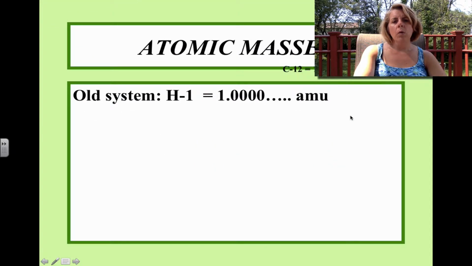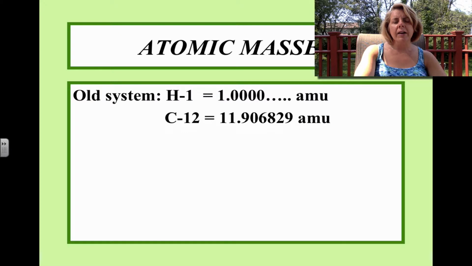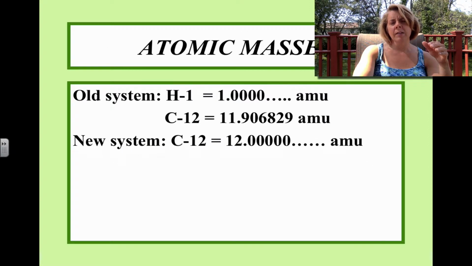Okay, so around Dalton's time, he arbitrarily assigned hydrogen a mass of 1. And what that did is it actually made carbon-12 less than 12. So when they were getting into more specific masses, oxygen was set at 16, but there were discrepancies with the other elements.